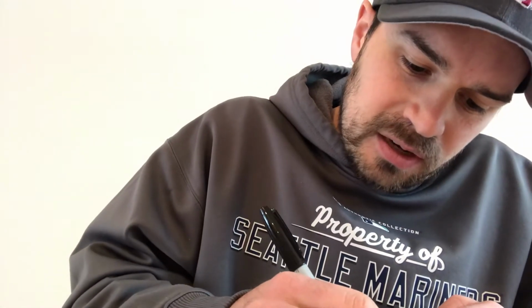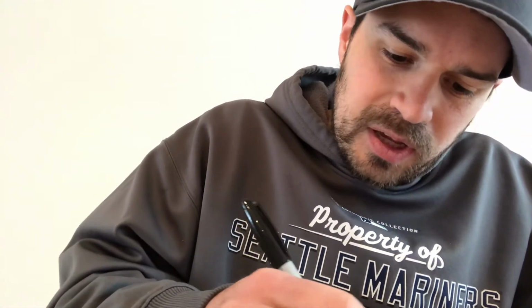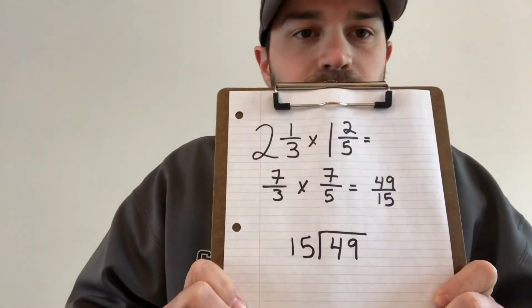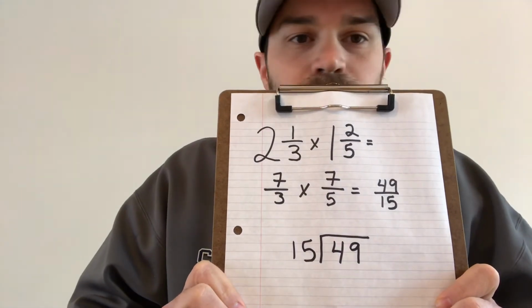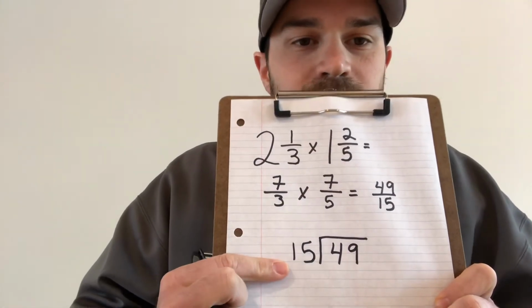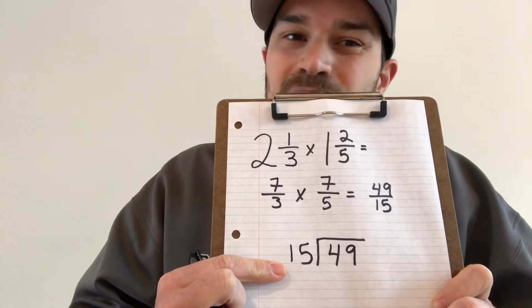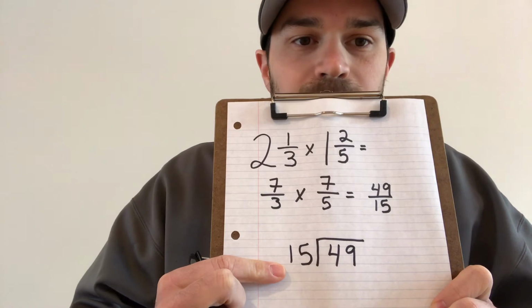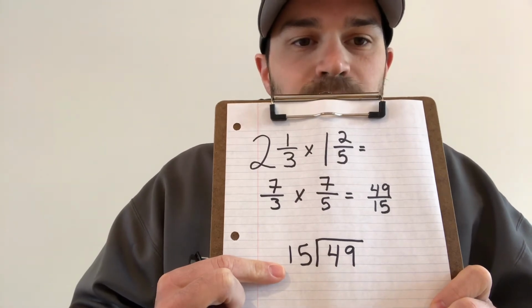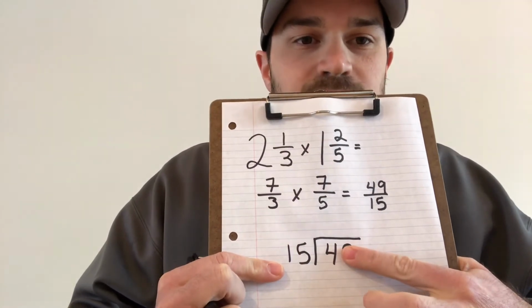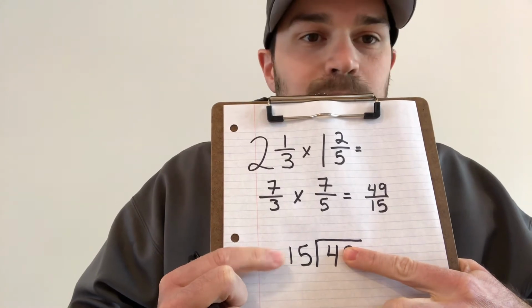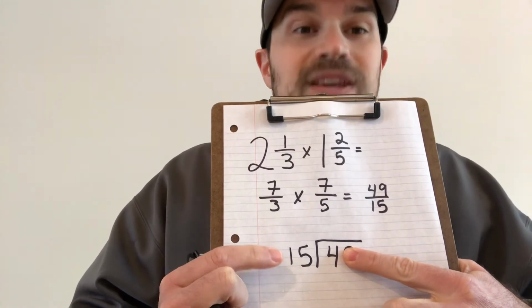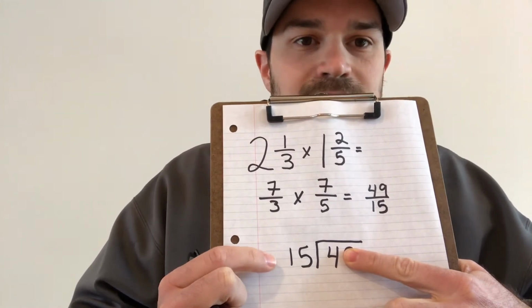So 15 is going to be on the outside. 49 is going to be on the inside. Okay? So now we can go through our division process. Now a lot of you guys are thinking, we don't really know that much about 15s, but we can work with that, can't we? Okay? So here's what we're going to do. First of all, we're going to focus on just the 4, okay? So what number times 15 gives us 4 or less?